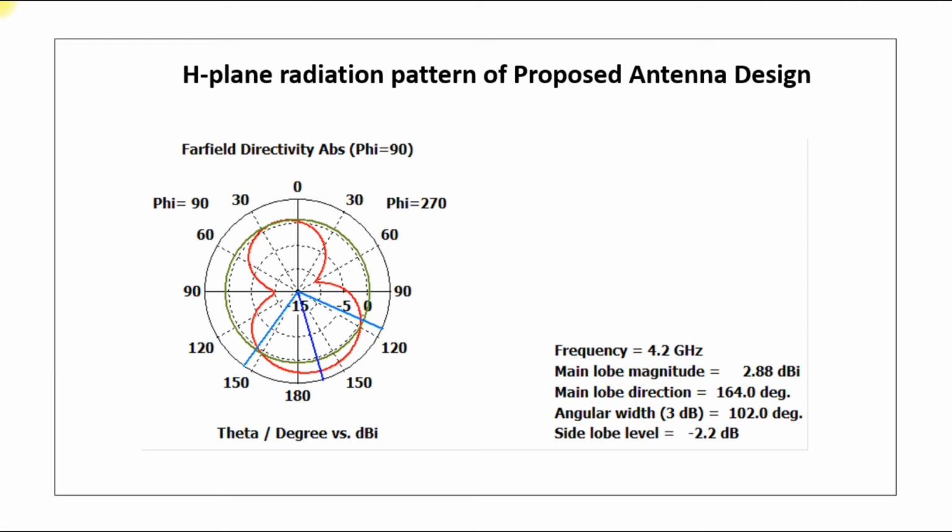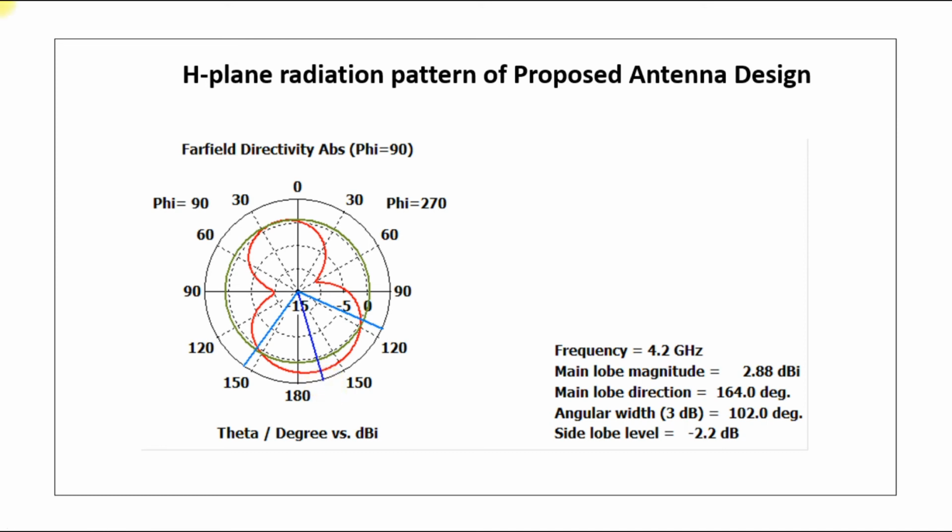When we consider the H plane radiation pattern, we keep phi equal to 90. At phi equal to 90 degrees, the radiation pattern is called the H plane radiation pattern, and you can see this is the radiation pattern over a scale of 360 degrees. At this particular frequency, f equal to 4.2 gigahertz, we are getting the main lobe. This is a donut shape. The red color indicates a donut kind of shape, and the main lobe of this radiation pattern is pointing towards 160 degrees. This blue line is 164 degrees.